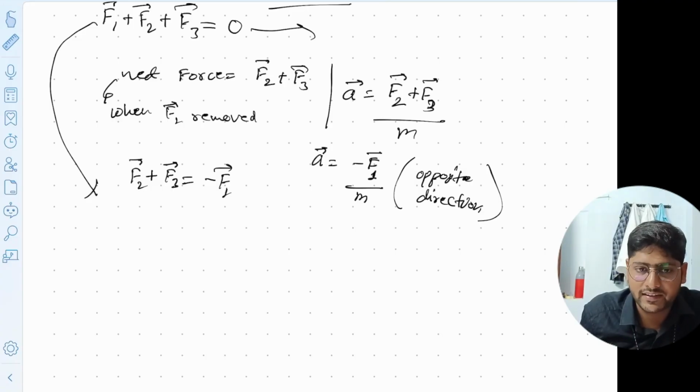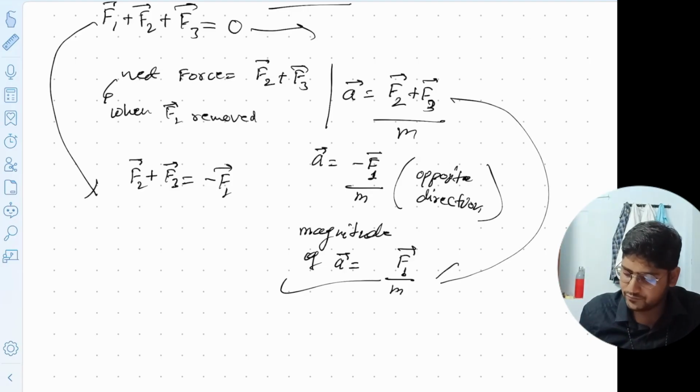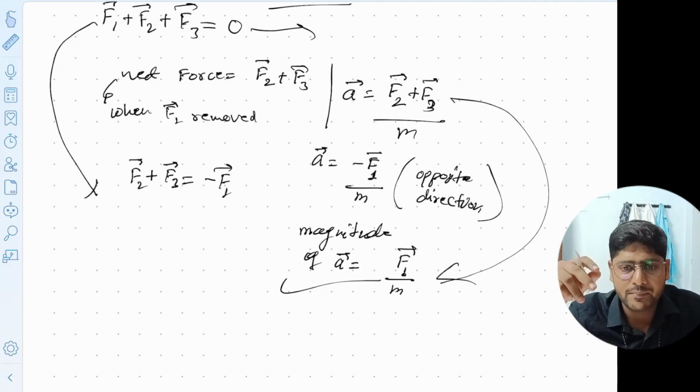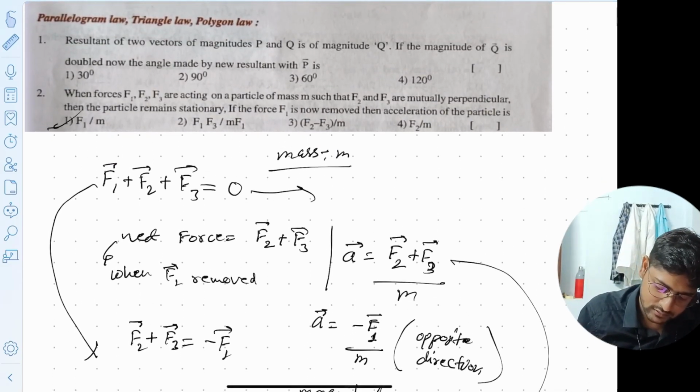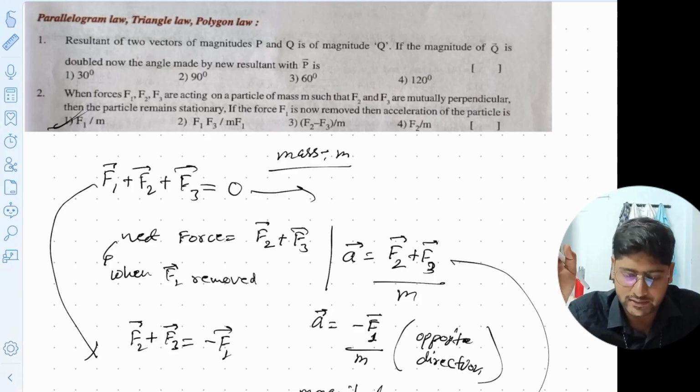Acceleration is in the opposite direction. So the magnitude of acceleration will be what? Magnitude is always positive: F1 vector divided by mass. The magnitude is the same as the force. So acceleration will be F2 plus F3 divided by mass, or F1 by mass, but in the opposite direction. So acceleration will be F1 by mass, but the direction will be opposite to the resultant of F2 and F3.